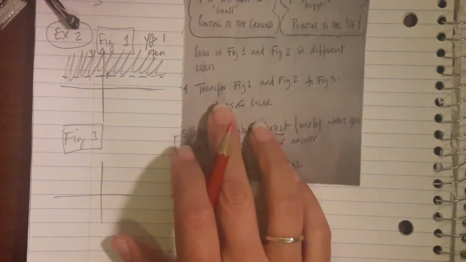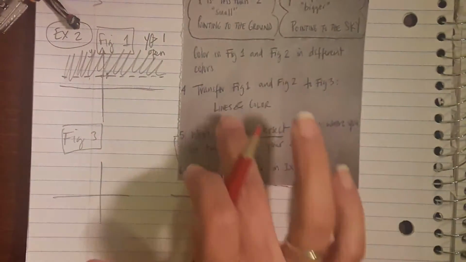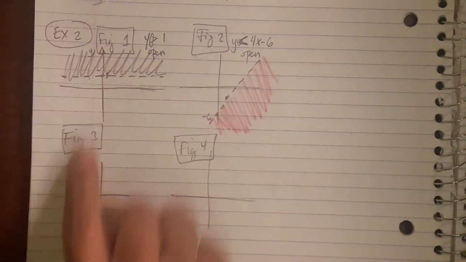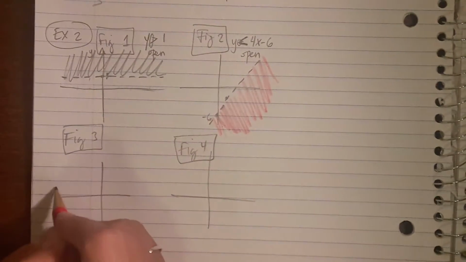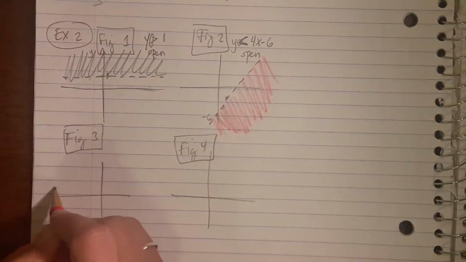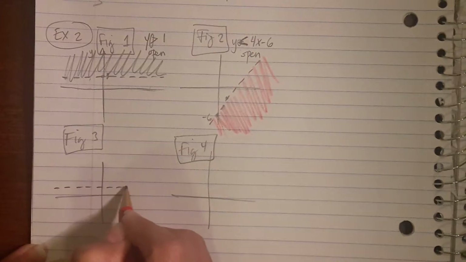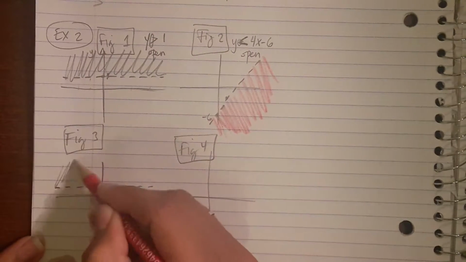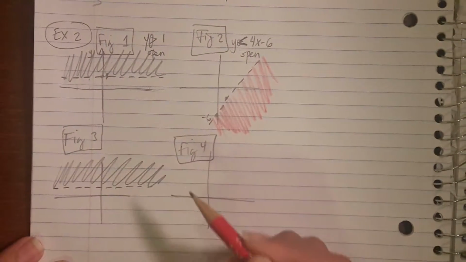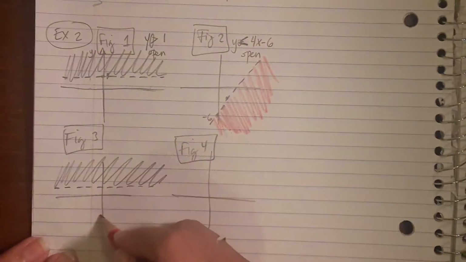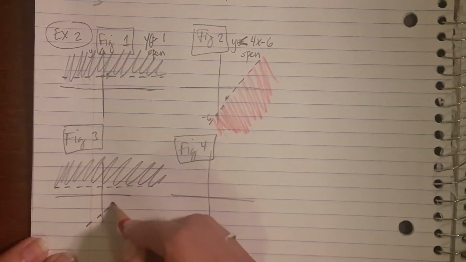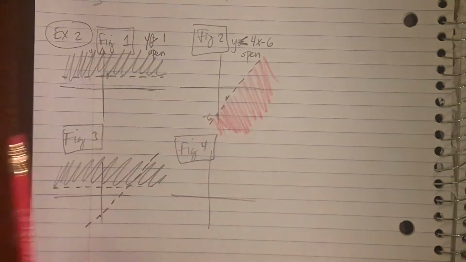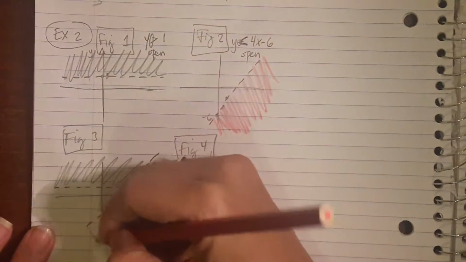Then it says transfer figure 1 and 2 into figure 3, lines and color. So basically we're just moving this and this into the same one. This first one was a what kind of line? Dotted. And then it was shaded on top. This one was a dotted line at -6-ish, and that was shaded on this side. So shade this side.